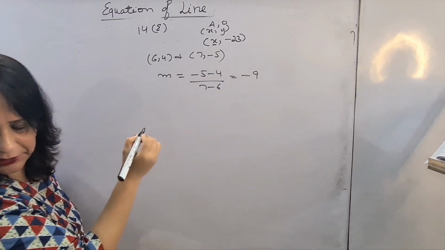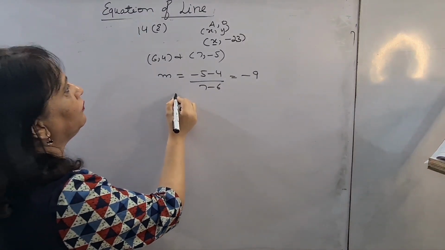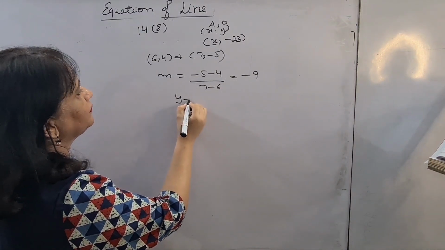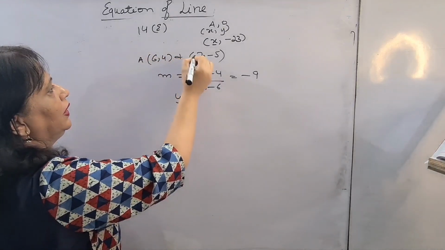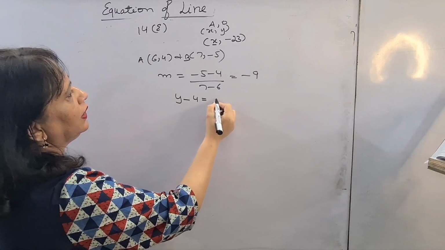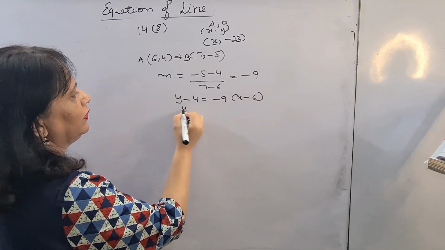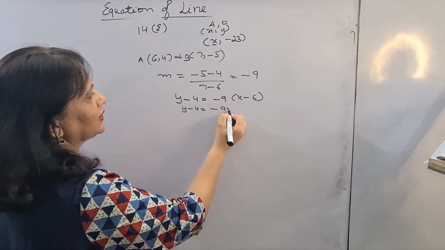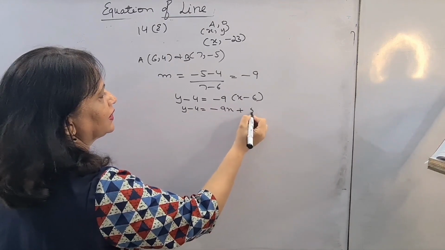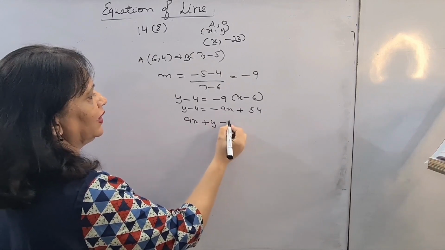To form the equation, since no condition has been given, the equation will be y minus, I take the first point, let it be A, second point B. So y - 4 = -9(x - 6). This will be y - 4 = -9x + 54, or 9x + y - 58 = 0.